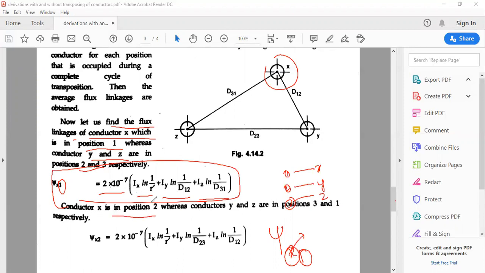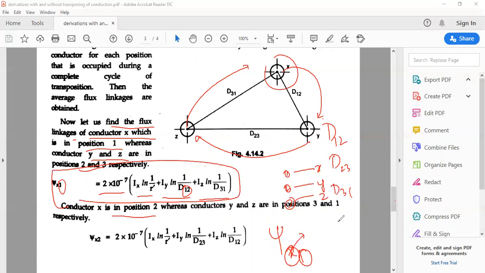The next equation I will be writing: this is being replaced here, this goes here and this comes there. In the same manner, 1, 2 will be replaced by 2, 3, and 3, 1 will be replaced by the other one, which is 1, 2. So it is just the rotation of d12, d23 and d31.